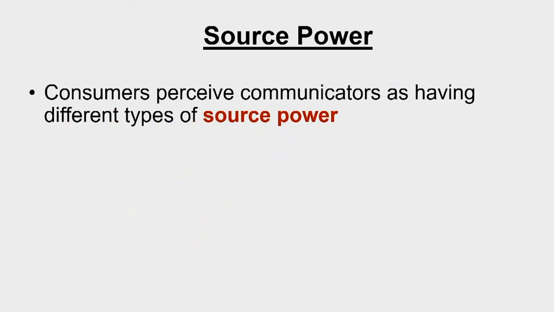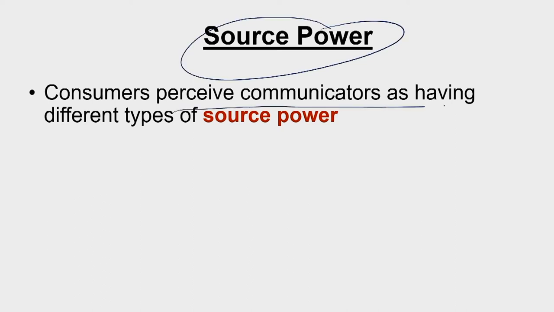Now, another important thing of importance here is source power. So, another variable is source power. Consumers perceive communication as having different types of source powers. Whenever a message is given, most consumers think or know that the source has some kind of power or some way to control the message and the people looking at it. The more the consumer believes that the source has some power to change or control the way people perceive these ads or act upon the messages, the more likely they are to fall in line with whatever the message is saying.